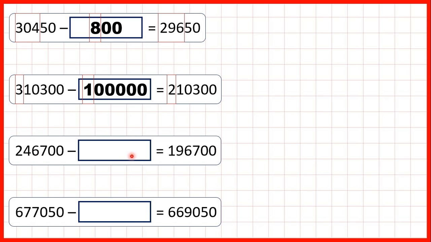246,700 minus what is 196,700? We can see that both our 100,000s and 10,000s digits have changed. Now 24 minus 5 is 19, so our missing number is 50,000. That's because the last 4 digits of our number are the same in our question and our answer, so we need 4 zeros, zeros in our thousands, hundreds, tens and ones, to show that it's 5 10,000s that have been subtracted.